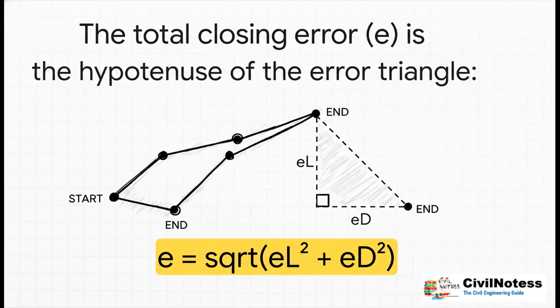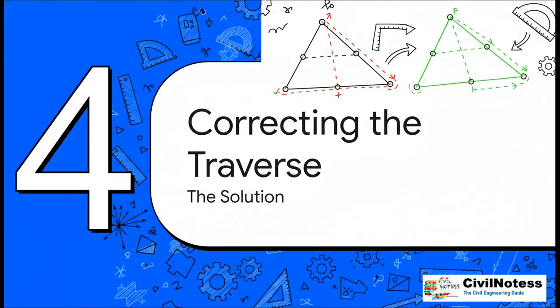Your latitude error, EL, and your departure error, ED, form the two short sides of a little right-angled triangle. And the gap itself? That's just the hypotenuse. So we use the good old Pythagorean theorem to find its length. Easy. Okay, we found our problem and we've measured it.